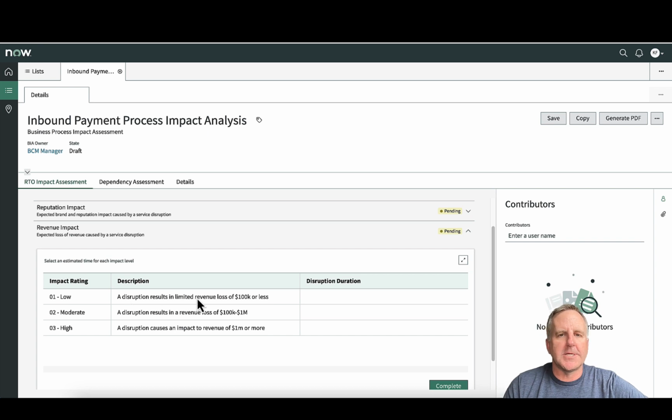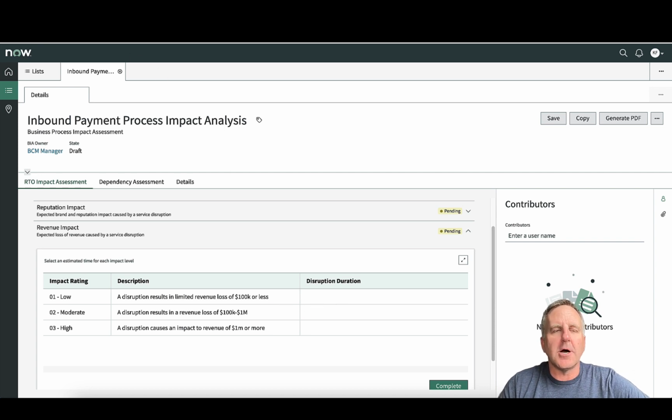Okay, I gave a description of what each one of those means, right? So what does a low impact mean? A disruption results in limited revenue loss of $100,000 or less. At what point during my disruption do I hit this kind of impact? And that's going to be my disruption duration. Disruption duration is the time frame that I hit here.